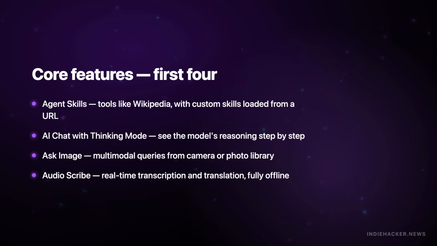The second feature is AI chat with thinking mode, which lets you actually watch the model reason step by step before it answers. It sounds like a small UX thing, but it's genuinely useful for figuring out why a prompt is misbehaving. Third is Ask Image, where you point your phone camera at literally anything and ask a question, and the model handles the multimodal part on device. And fourth is Audio Scribe, which transcribes and translates voice in real time, also entirely offline. That last one alone would normally be a paid app.